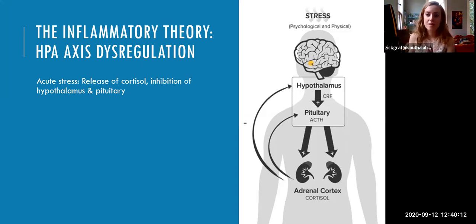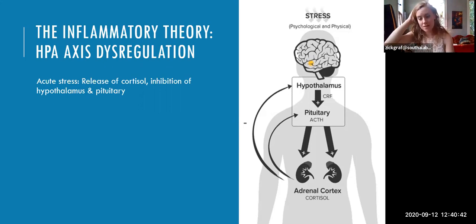The hypothalamus releases corticotropin-releasing factor, which signals in the pituitary gland, which in turn releases ACTH into the bloodstream, where eventually it reaches the adrenal cortex on top of the kidneys, and the adrenal cortex produces cortisol. When cortisol enters the bloodstream, it helps to initiate the body's stress response. But what it also does is it sends negative inhibitory feedback to the pituitary and the hypothalamus to tell them to stop producing CRF and ACTH.